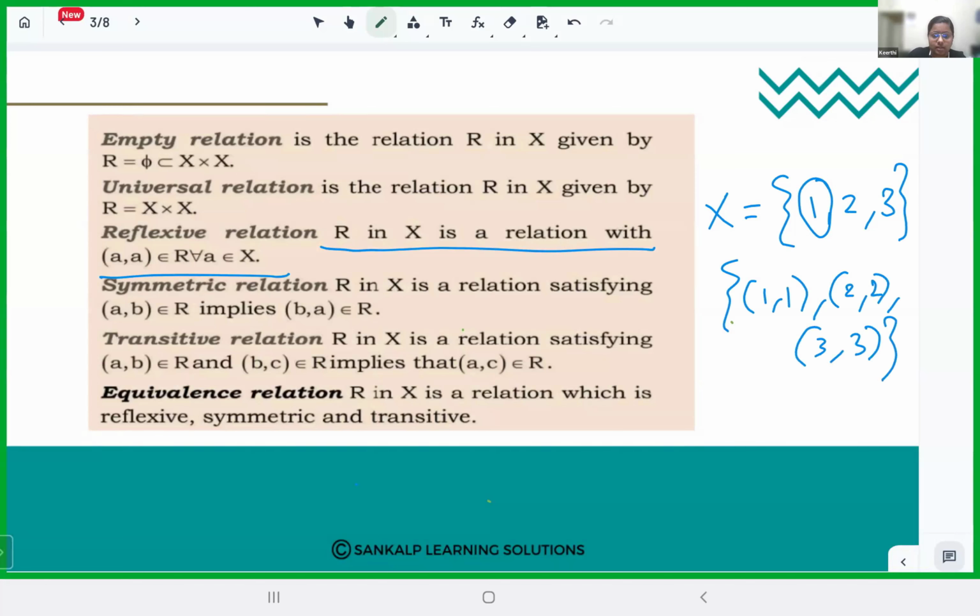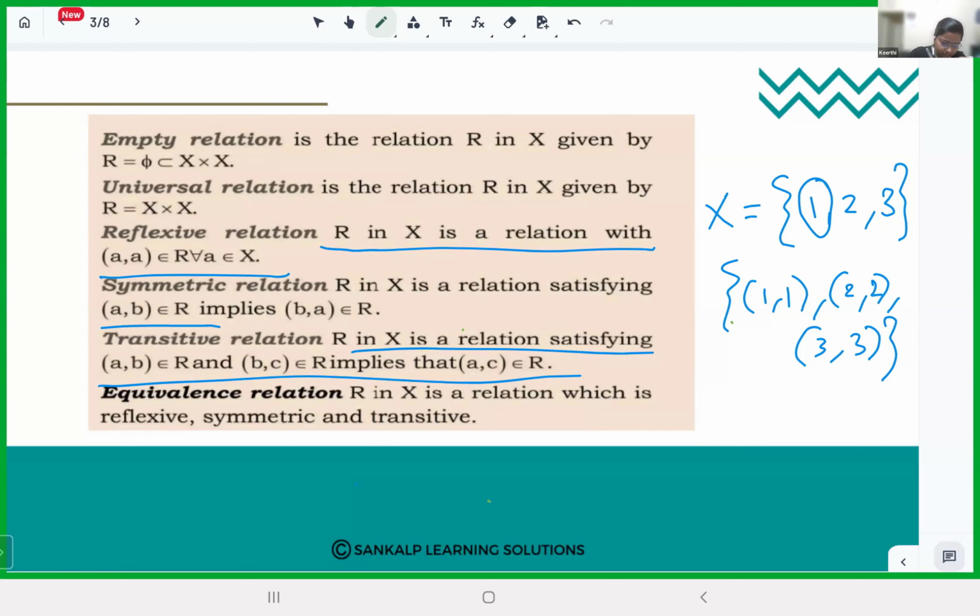And what do you mean by a symmetric relation? The relation R is said to be symmetric if the ordered pair (a, b) belongs to R, then definitely the ordered pair (b, a) should belong to R. Now you have studied the transitive relation. What is a transitive relation? A relation is said to be transitive if (a, b) belongs to R and another ordered pair (b, c) belongs to R, then definitely (a, c) should belong to R. So what do you mean by an equivalence relation? A relation becomes an equivalence relation if it is reflexive, symmetric, and transitive.